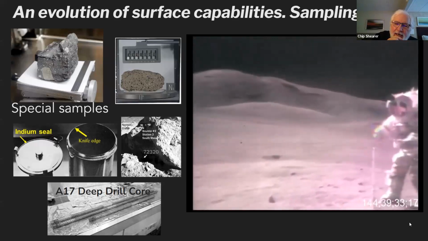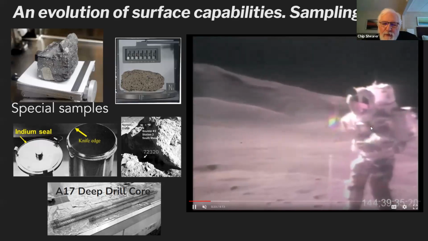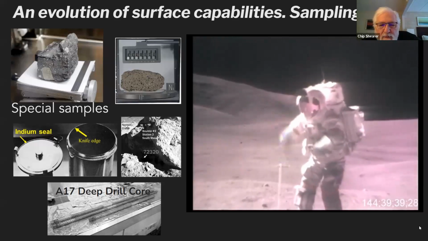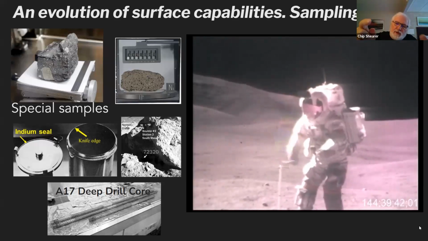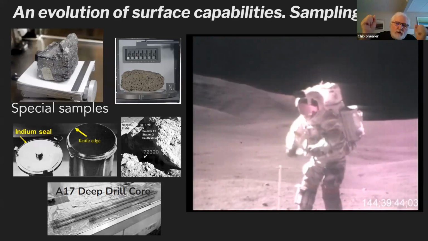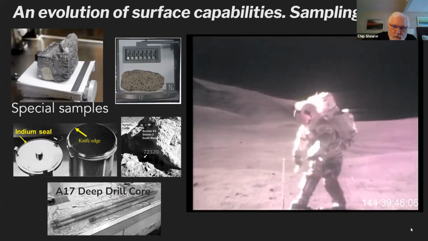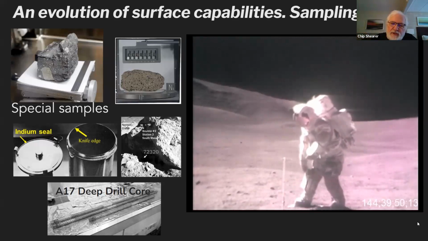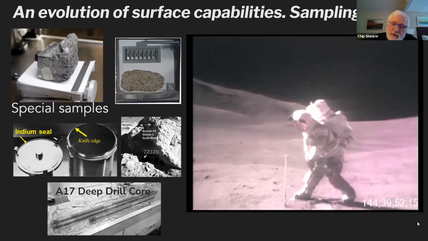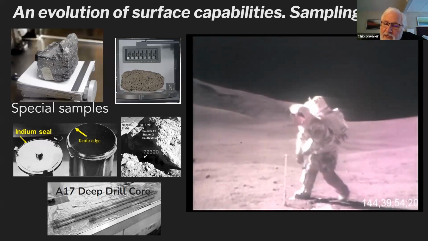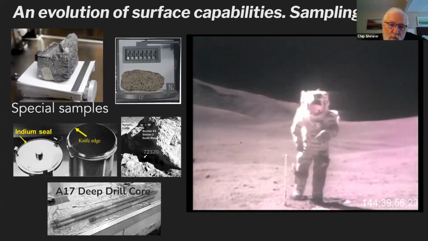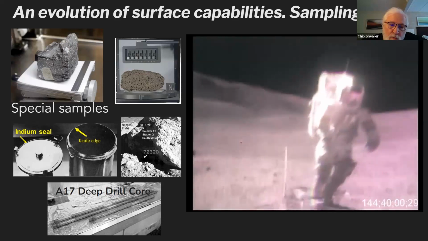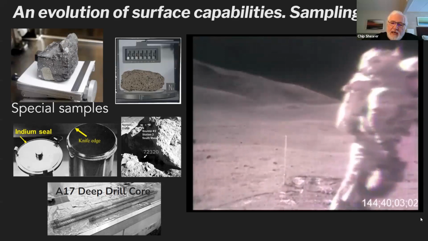And Gene Cernan is pounding in what's called a double drive tube to collect regolith from probably a meter in depth. And what he'll do is he hammered that in, pulled it up, separated it into two drive tubes, and placed one into one of these sealed containers. And this is one of the containers that, again, we opened 50 years after Apollo, and it had never been opened or studied in the past.